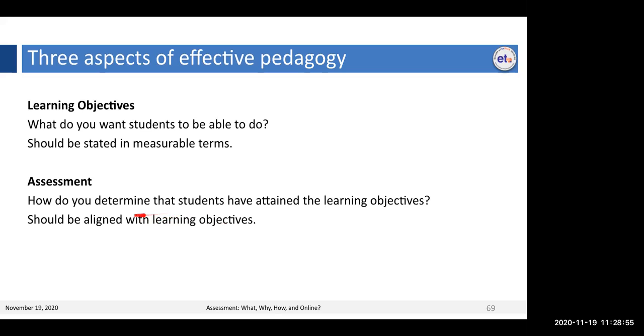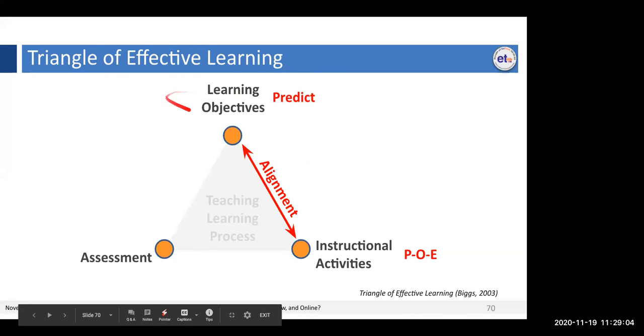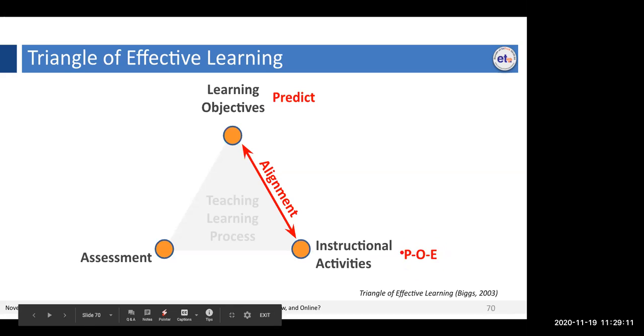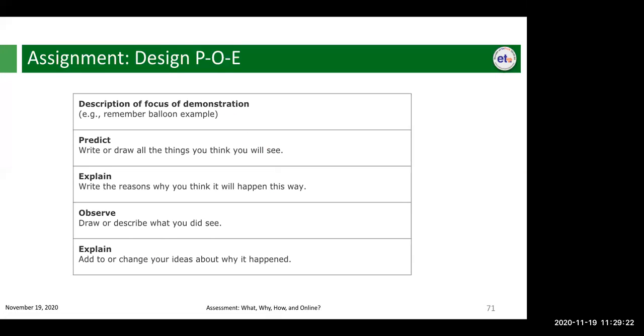We will take a look at a few examples of assessment. What we just saw is the instructional activity. In this triangle of effective learning, the learning objective was prediction of something, and the activity was POE, predict, observe, explain. We aligned both of them, and if you align with the assessment, it will result in effective learning. Now this is a simple format of POE if you want to take a look at it later on.